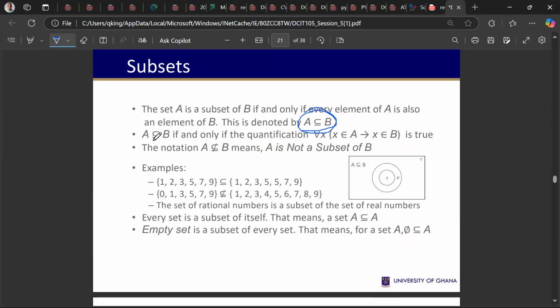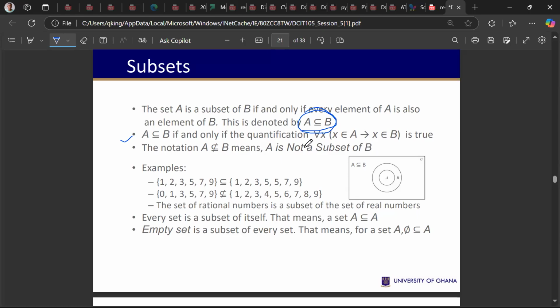Okay, so let's look at this as well. A is a subset of B if and only if the quantification: for all x, if x is an element of A, then x is also an element of B.